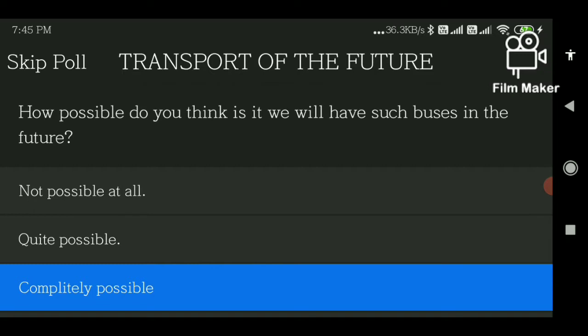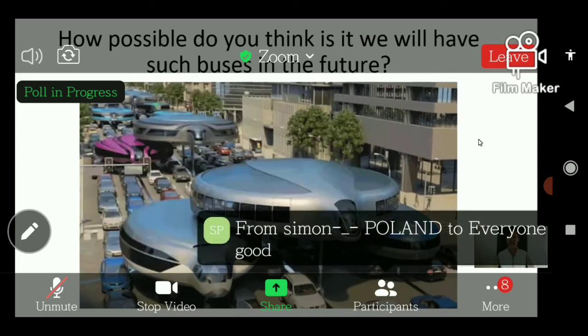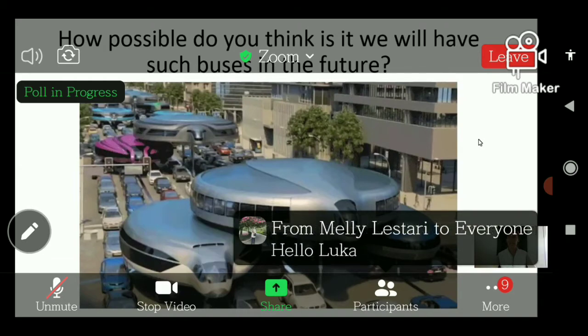I can see 20 people out of 33 voted already. So please go on and vote. We are still waiting for your votes to see. Now we've got 22 people. I encourage you to vote some more people, 23. Just choose one of those options you see on the screen.